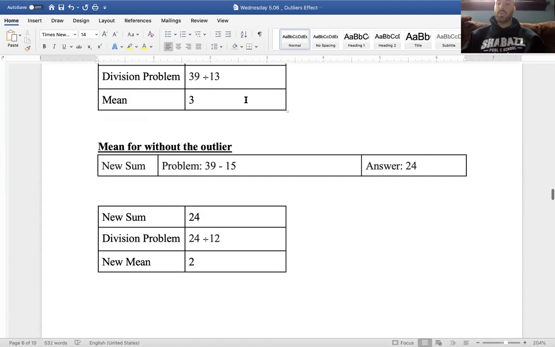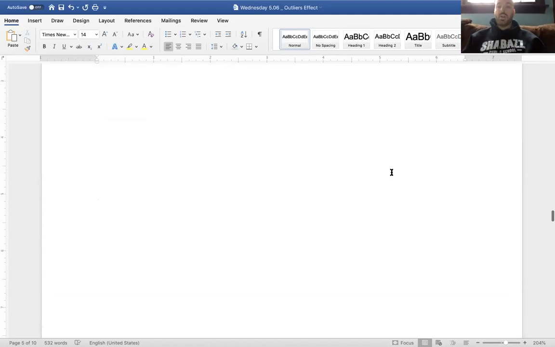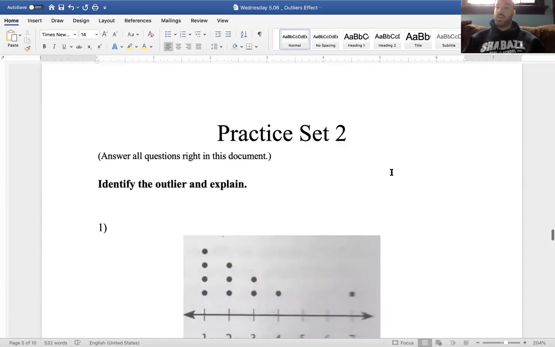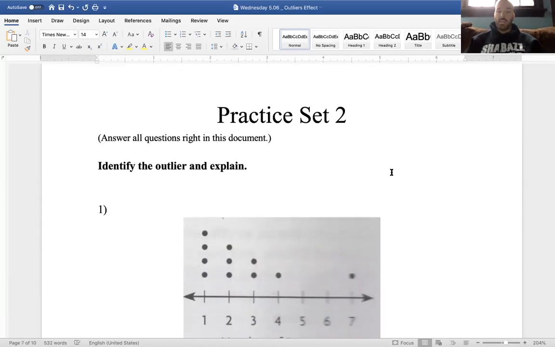Okay, because we went from 2 to 3, it raised it because the outlier was bigger. If the outlier is bigger, it raises the mean. If the outlier is smaller, it lowers the mean. Okay, go ahead and get started on number 2 now. Pause the video, come back when you're ready to check the answers.